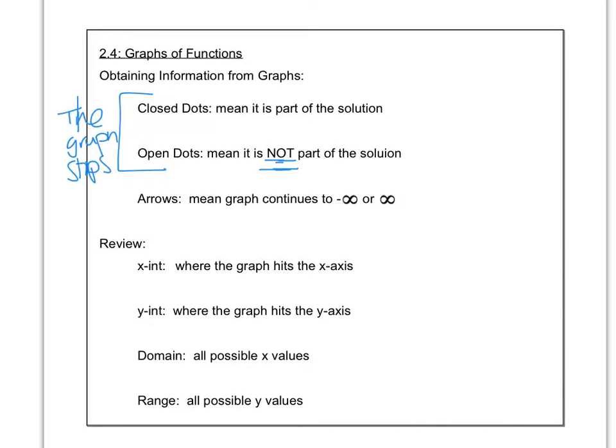If you see arrows in a graph, it means that it keeps going on forever and ever, either to negative infinity or positive infinity. So that's going to have to be part of your range of values when we report those. And then the bottom should really just be a review of things we've already talked about this year.